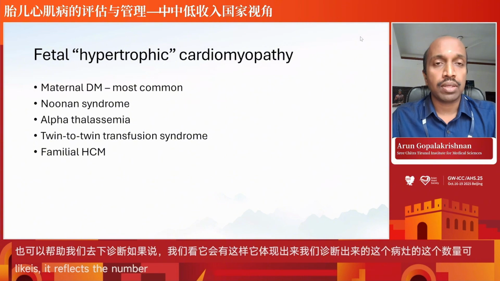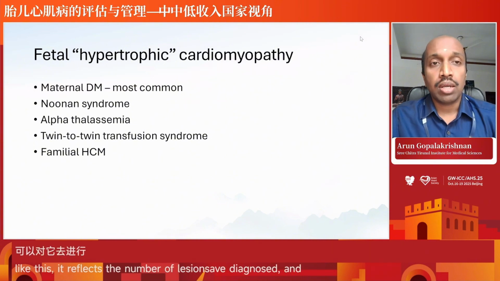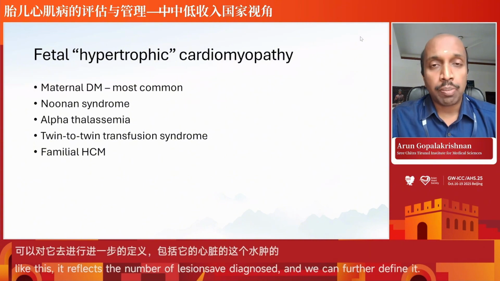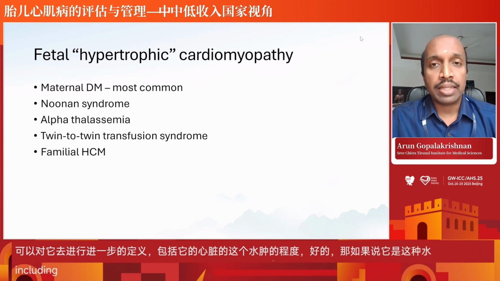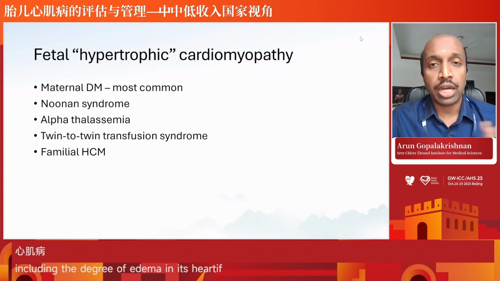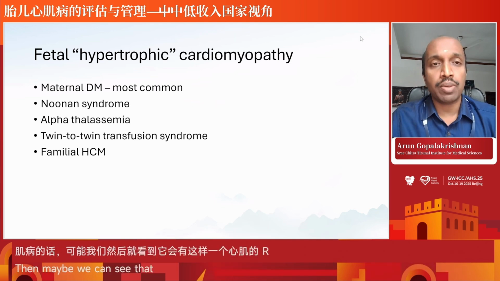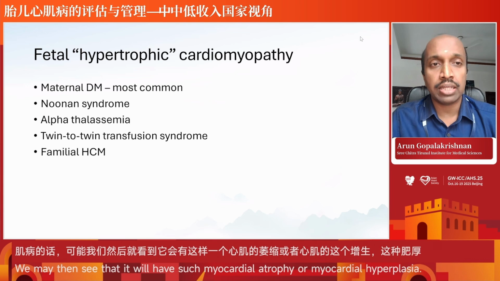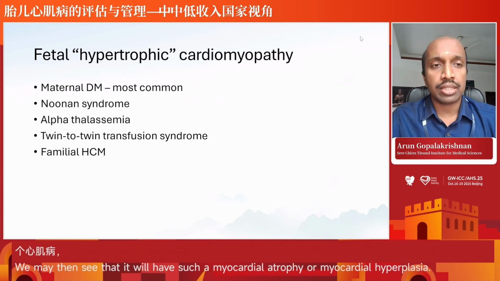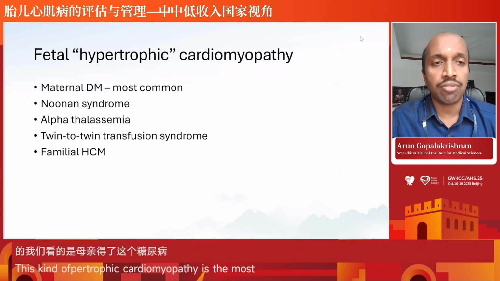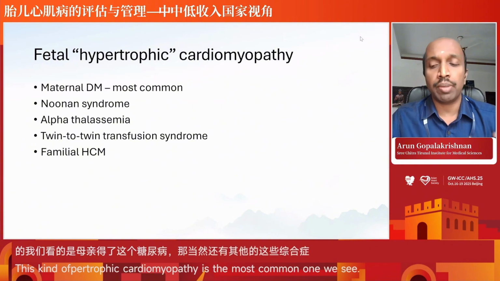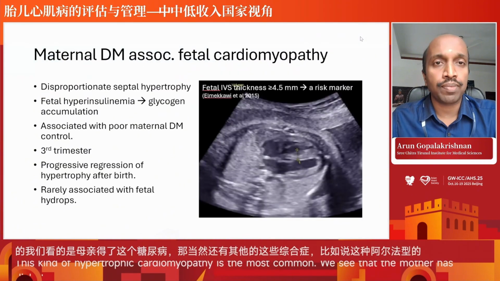Now, fetal hypertrophic cardiomyopathy, when the term comes, people might think that we are going to see hypertrophic cardiomyopathy as we see in postnatal life, but that is not the common case in fetal life. The most common reason for hypertrophic phenotype is a maternal diabetes mellitus, and other syndromic lesions like Noonan, alpha thalassemia, twin transfusion syndrome, and familial hypertrophic cardiomyopathies are much rarer.